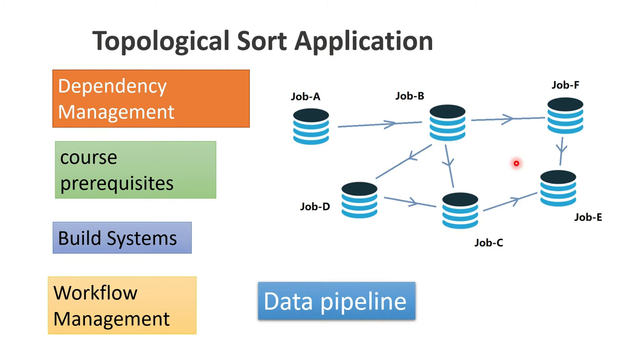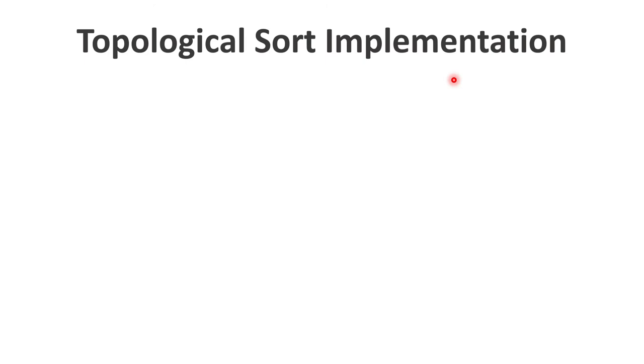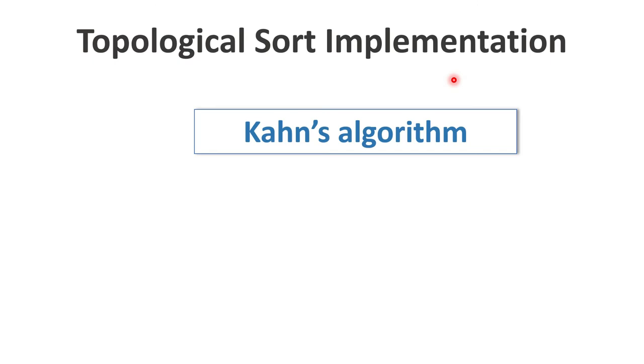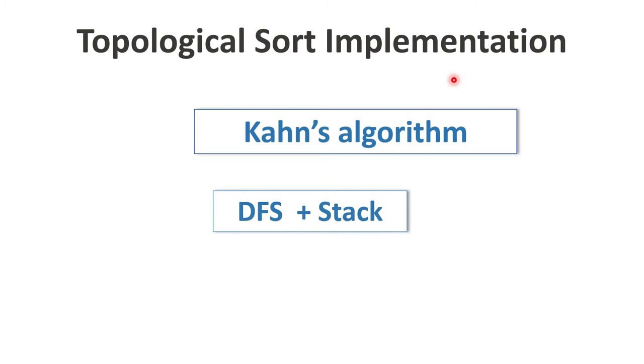Now we'll see how we can do topological sorting. Now we will talk about how we can implement topological sorting. One good technique is to use Kahn's algorithm. There we will use the concept of in degree and out degree of a node, and then we can solve this problem. Another way of doing it is using DFS plus stack. For this example, we will use Kahn's algorithm, and maybe at a later point of time I will make another video which will use DFS and stack to implement the topological sorting.